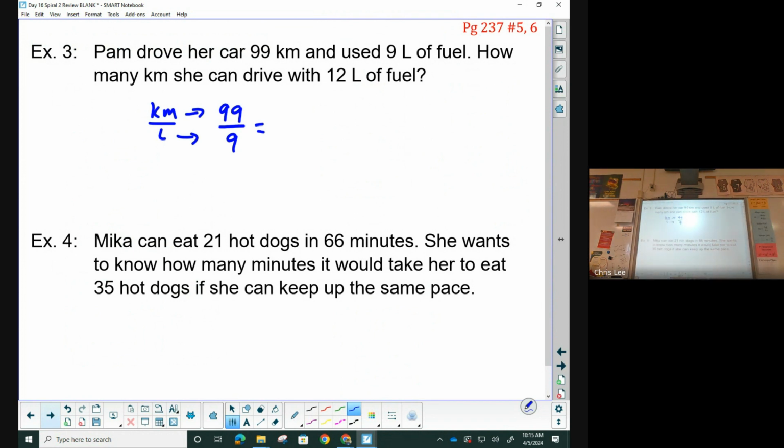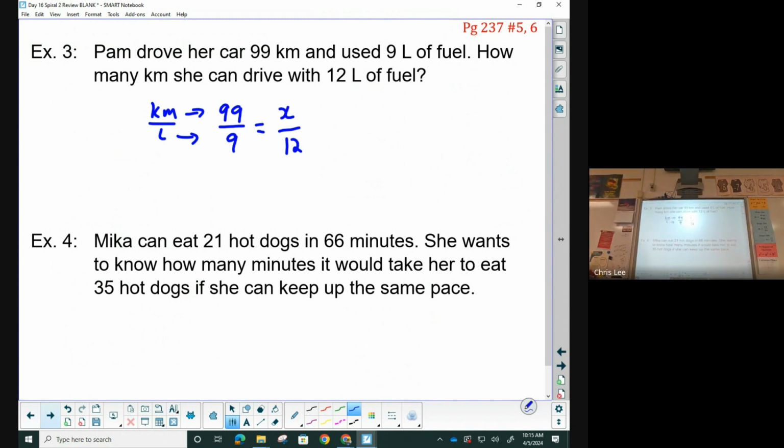The second part says, how many kilometers can she drive with 12 liters of fuel? Does the 12 liters of fuel go on the top or the bottom? The bottom. What helps you know it went to the bottom? It's liters. The English. Okay. And the thing I don't know is going to be X.